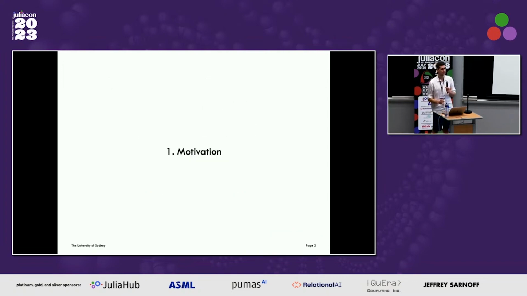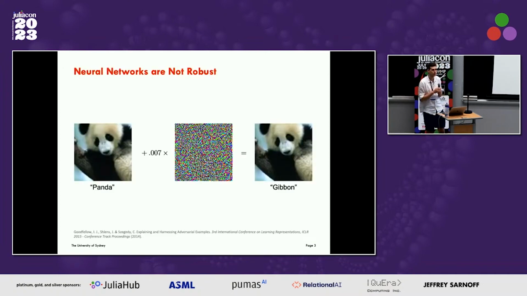We'll start with just a little bit of motivation. Why do we want robust neural networks? Well, that's generally because neural networks are, in their current state, not super robust. The classic example is something like an image classifier. Maybe you have a convolutional neural network that you've trained to take images of animals and it can tell you what type of animal it is. In this case, we've got a classifier on the left that tells us that this is a panda.